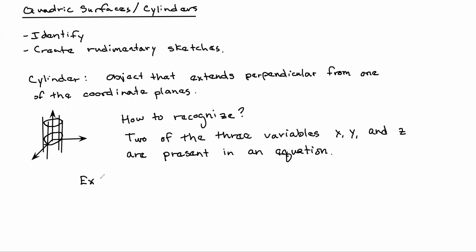Examples. For example, we could have x squared plus y squared equals 4. That's an example of a cylinder. y equals sine of z. That's an example of a cylinder. x times z equals 1. That's an example of a cylinder. As long as you have two of the three variables x, y, and z present in an equation, then you end up with a cylinder.